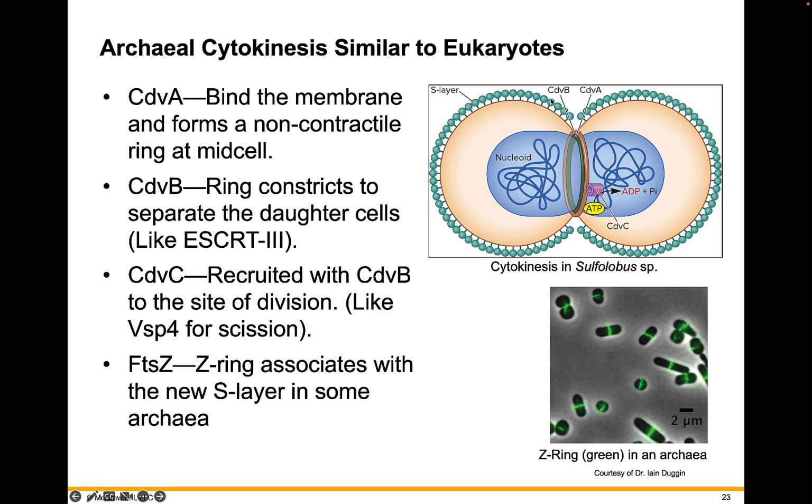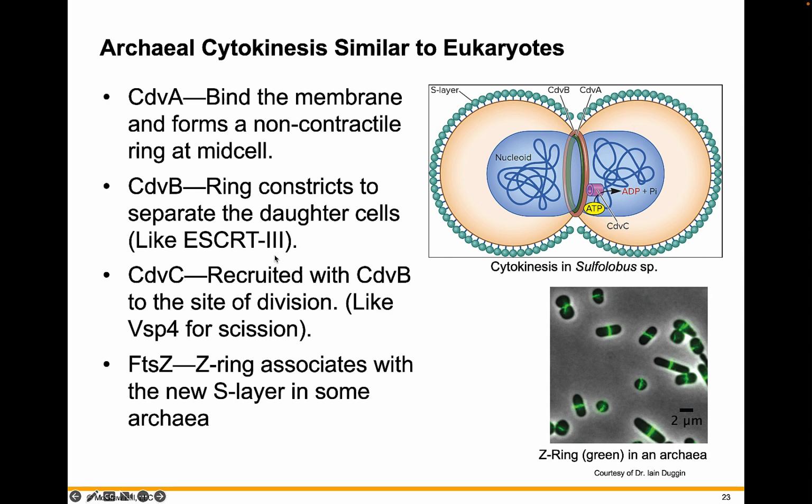So the CDVA binds to the membrane and forms non-contractile proteins at the mid cell, and it recruits the CDVB and the FtsZs. And what happens is the CDVB, on the other hand, constricts and separates the two daughter cells, and this is similar to the eukaryotic ESCRT-III complexes.